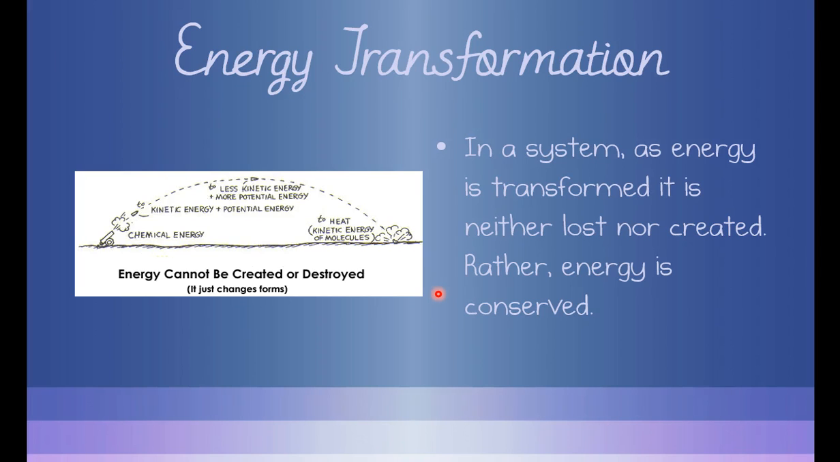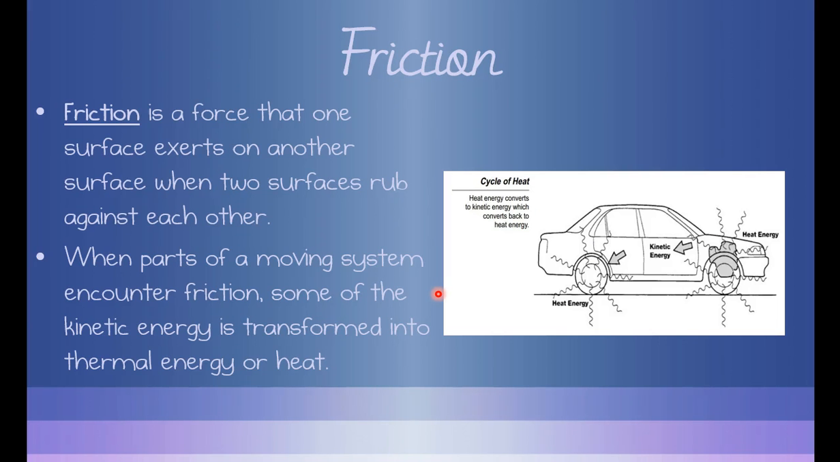In a system, as energy is transformed, it is neither lost nor created. Rather, energy is conserved. So this is a law. Get used to this, guys. There's a couple laws you're going to have to learn in science. Remember, laws are things that can be observed time and time again. The law says that energy cannot be created or destroyed. We can't create energy. What we can do is transform it from one type to another. We can go from chemical to mechanical, from electrical to mechanical, and so on. We are always transforming it, never creating or destroying it.